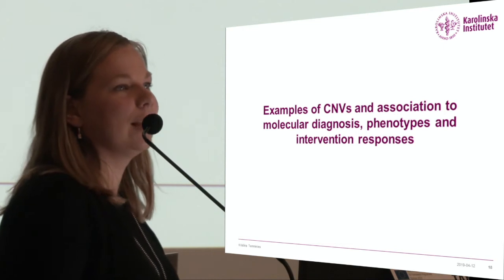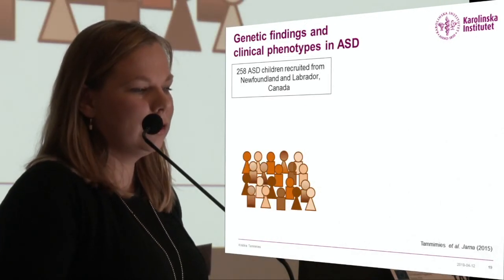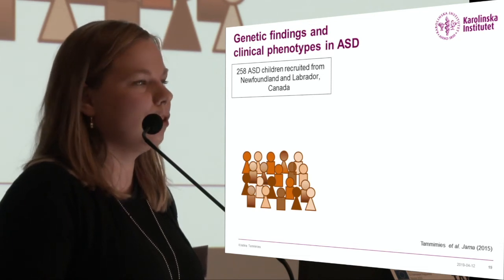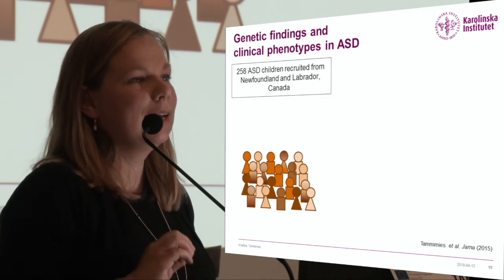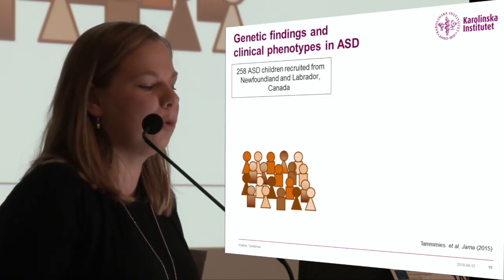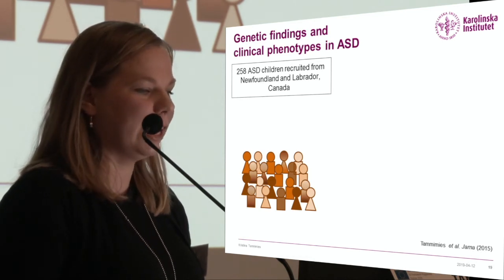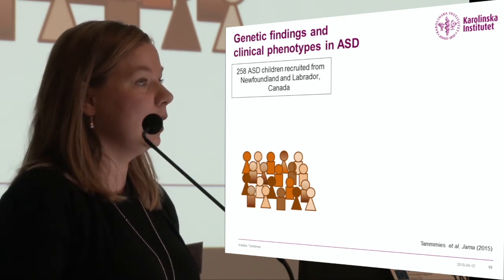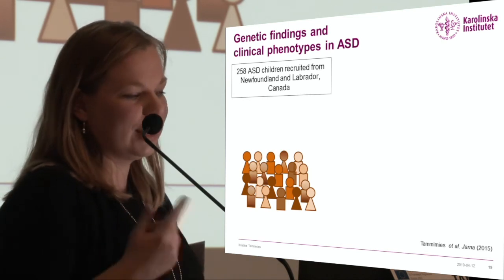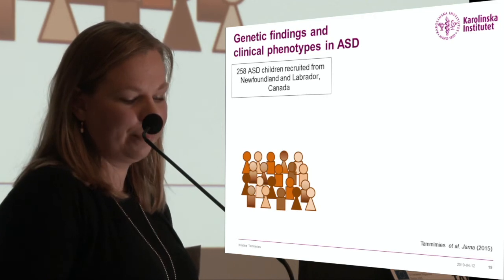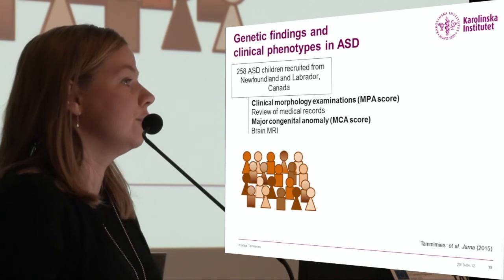Then shortly, I will give a couple of examples of how you can use this in your research. So this is from my postdoc time in Steve Scherer's group, working closely with Bridget Fernandez, a great clinical geneticist, doing great work on phenotyping her ASD children. We had 258 ASD children that were recruited when they got their diagnosis to the study. And what Bridget did was a detailed clinical morphology examination.